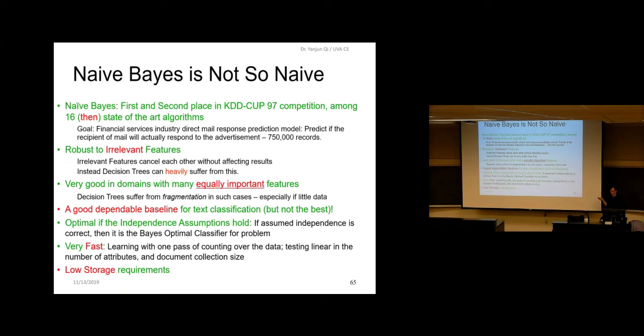Okay, just to summarize, the naive Bayes model is actually not very naive at all. It's a very solid baseline for text classification. It's very robust to irrelevant features. It's also a very good approach when you have many equally important features. It's a good solid baseline, and it's optimal if the assumption holds. And the other big reason is it's super fast. So think about how you implement this?